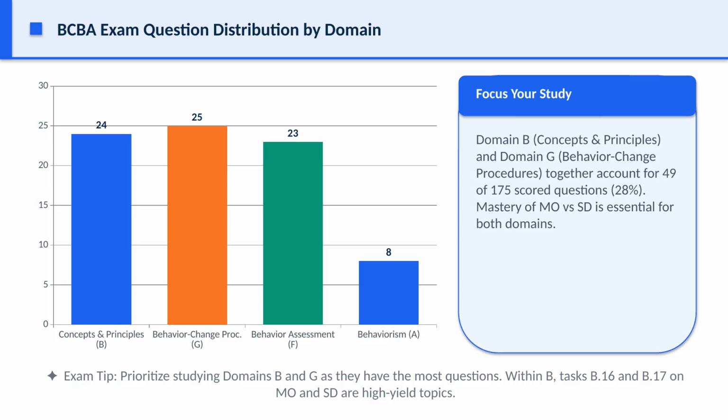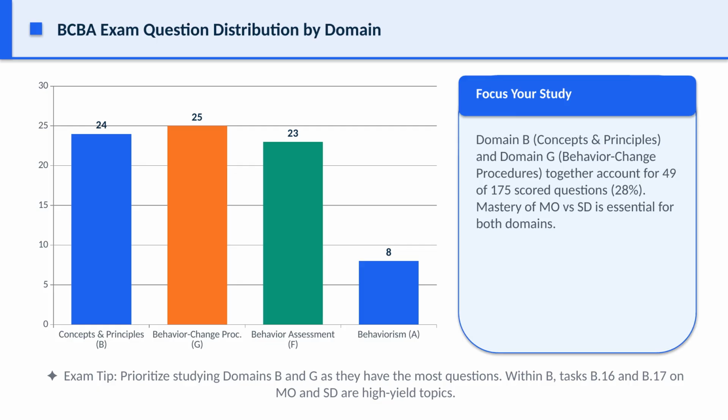Let's take a moment to understand how the BCBA exam distributes its questions across the domains, because this directly shapes your study priorities. On this slide, you see the breakdown of questions by content area, which tells you exactly where to focus your preparation. For example, the domain covering behavior change procedures and interventions typically carries the highest number of questions, often around 30 to 35% of the exam.